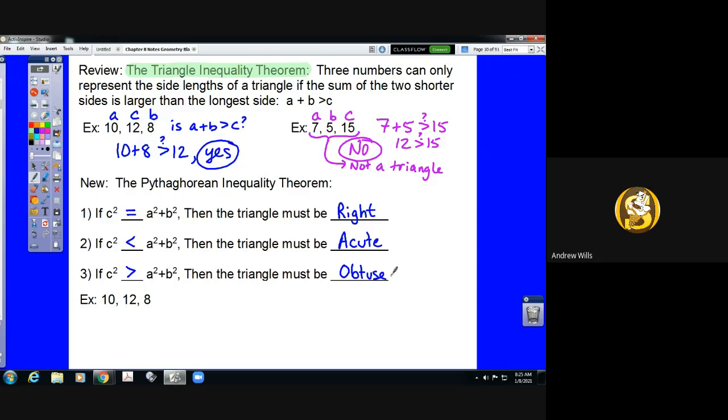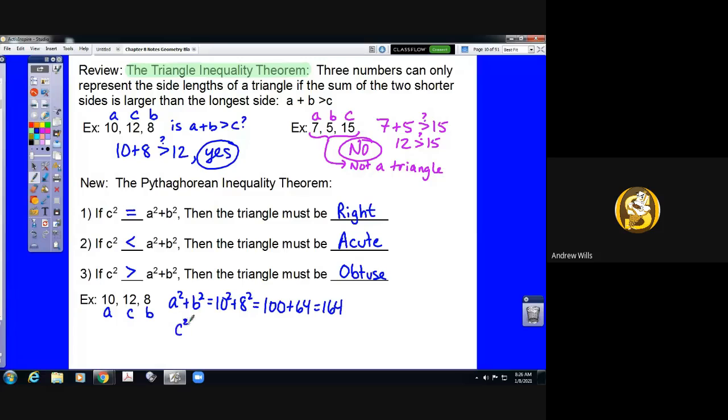So that 10, 8, and 12 up above, that was definitely a triangle because 8 plus 10 is greater than 12. We can also classify that. So if we look at A squared plus B squared, that is 10 squared plus 8 squared, which is 100 plus 64, or 164.